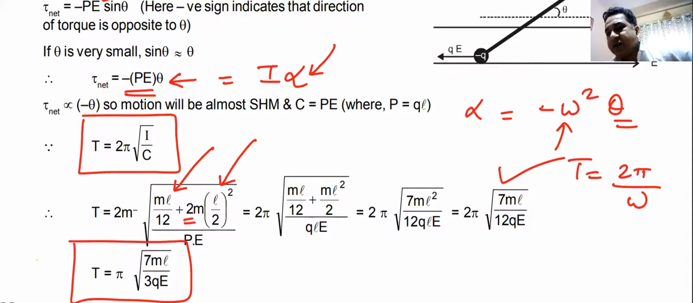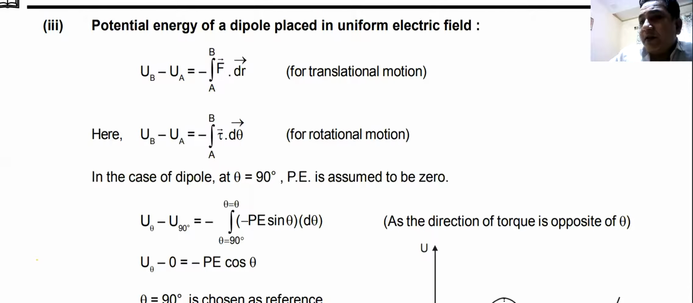Or have I gone too fast? Torque is P cross E, minus sign indicating that it is opposite to the direction of angle theta. For small angles, sine theta becomes theta, and we equate it to I alpha. I is the total moment of inertia of the system. Can I have some response that we understand this so that I can move forward? From there, you can find the value of omega. Once you get the value of omega, you should be able to find the time period.